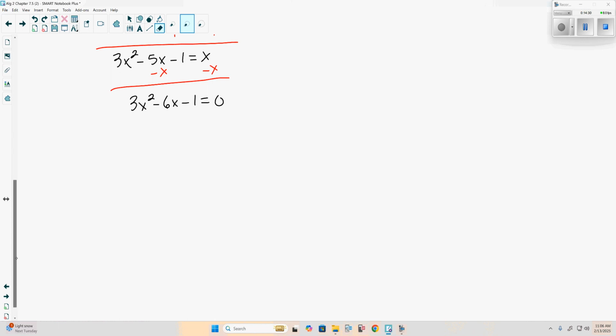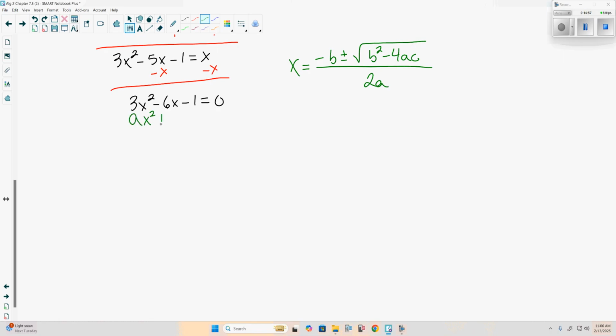So x is equal to negative b plus or minus the square root of b squared minus 4ac all over 2a. This should be familiar. It's been a while since we've had to use it. This is the quadratic formula, and it does match up with our ax squared plus bx plus c. So for us here, a is 3, b is negative 6, and c is negative 1.